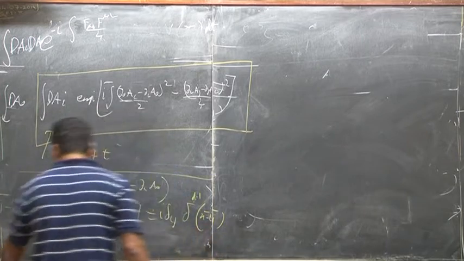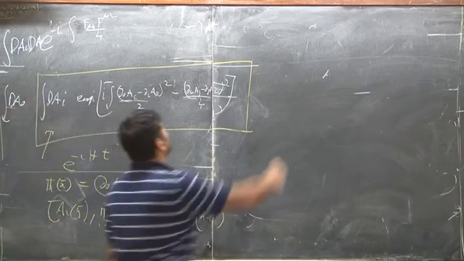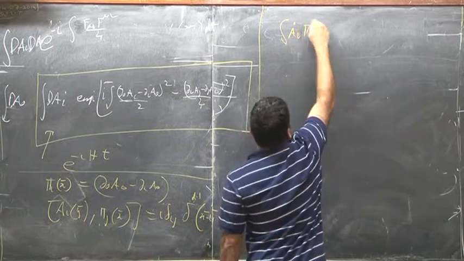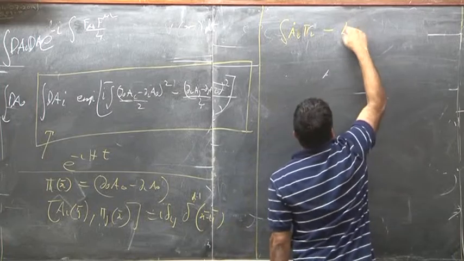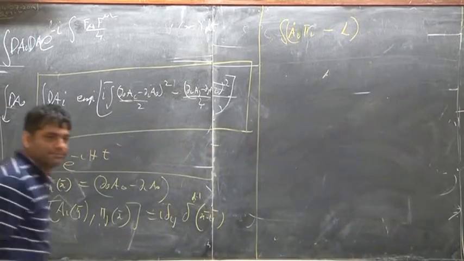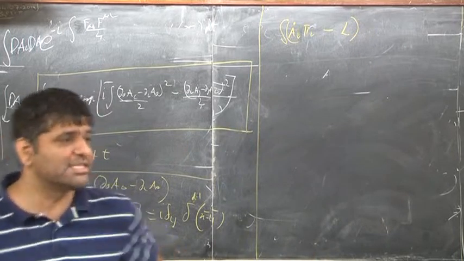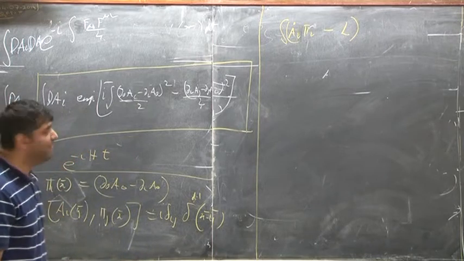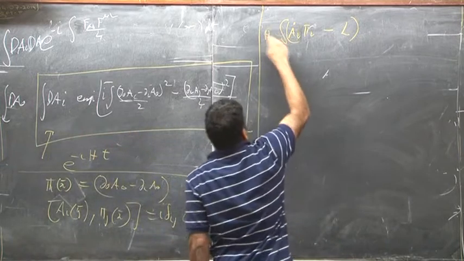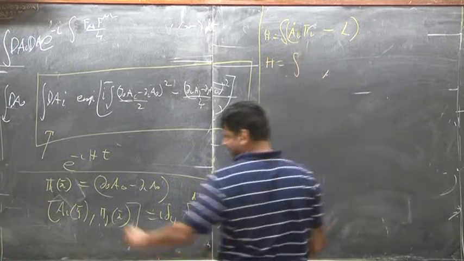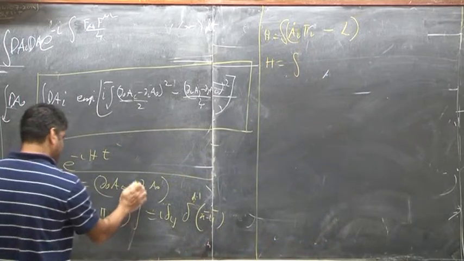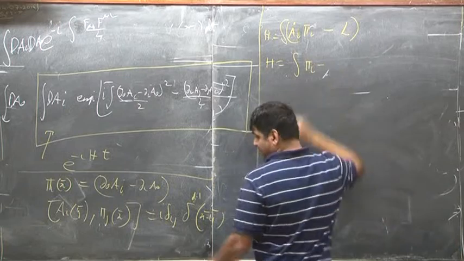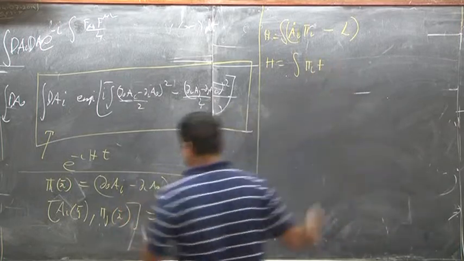Now let's see what the Hamiltonian is. What is it? It's the integral of A_i dot π_i minus the Lagrangian. Now Hamiltonians are supposed to be written in terms of coordinates and momenta. A_i dot is not in terms of momentum, but that's easily fixed. So H is equal to this. Let's write A_i dot as π_i plus ∂_i A_0.